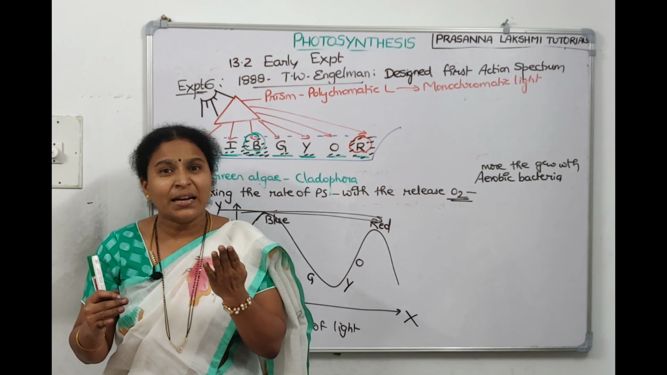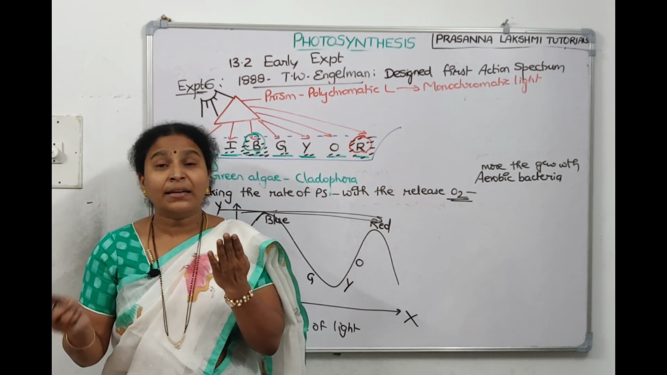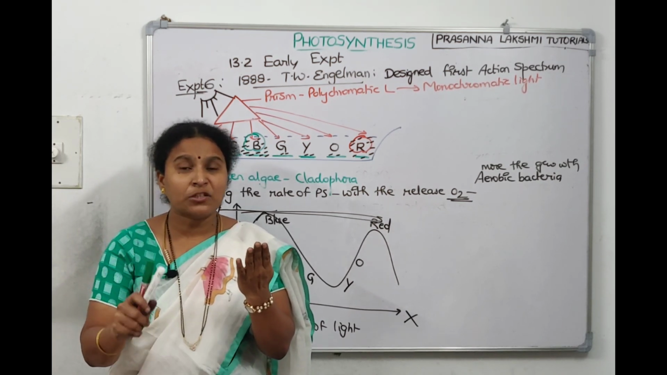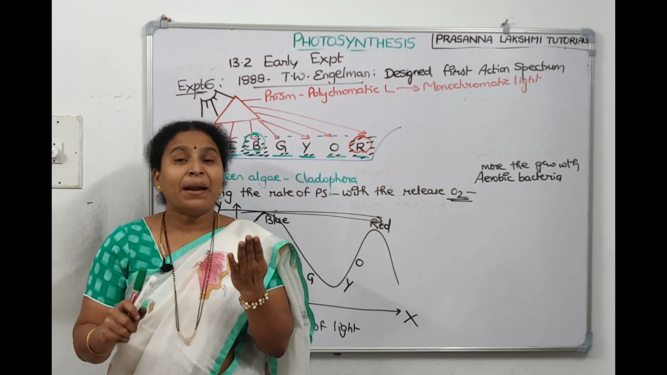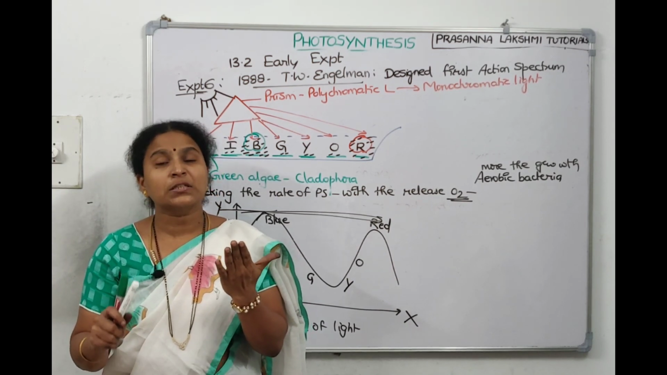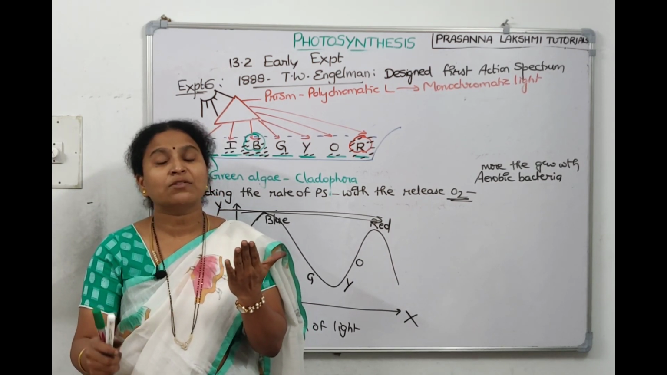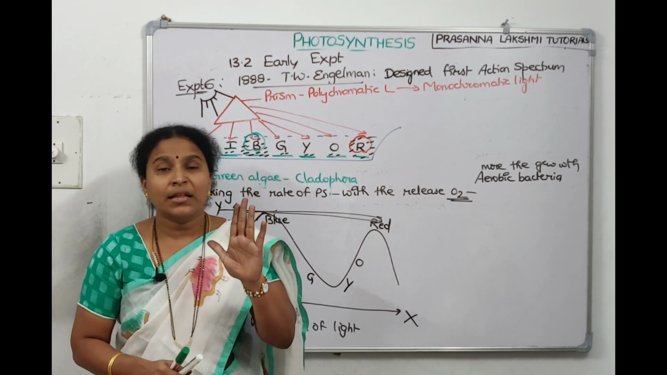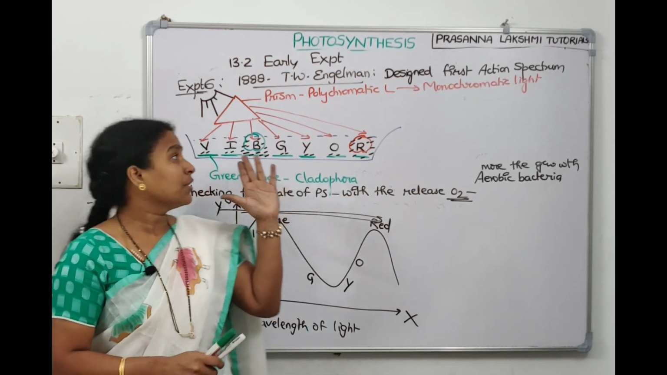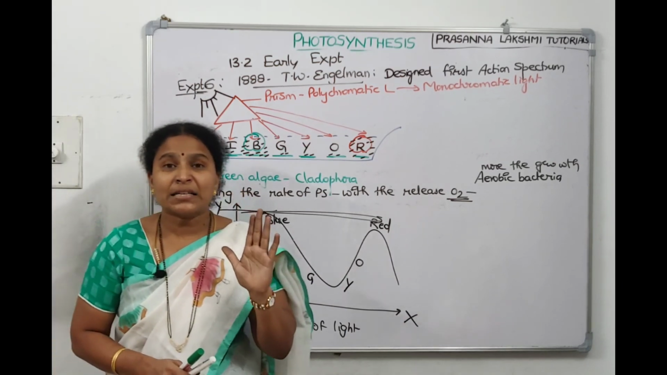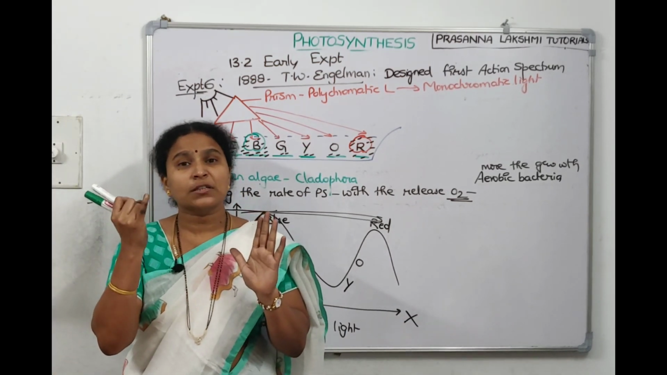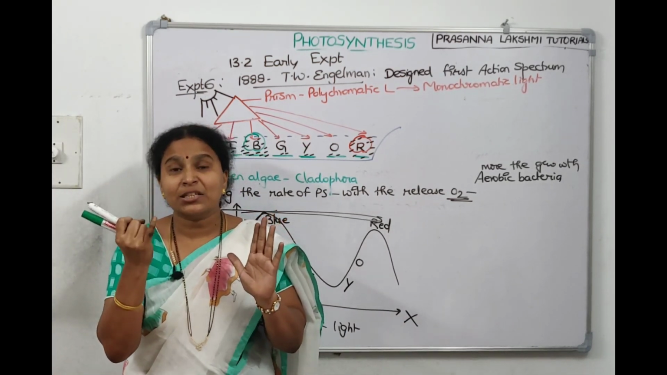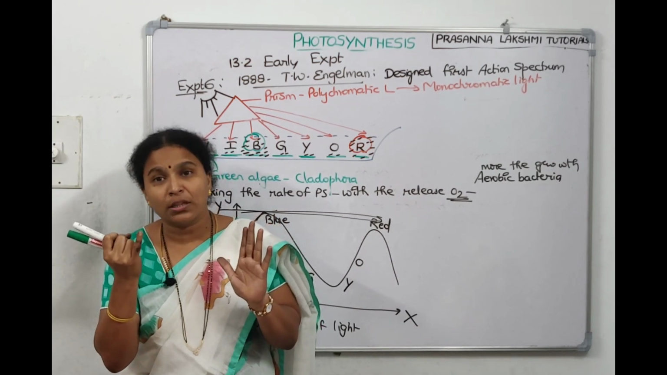Next one is Jan Ingenhousz. He told that the plant can do it only when you keep it in the presence of light, and that the plant will release oxygen during photosynthesis. Only by taking that oxygen will the mice be alive and the candle stay on. Then after this we went with Sachs experiment. Sachs is a person who told that the product of photosynthesis is starch, and that starch is made and stored in the chloroplast.